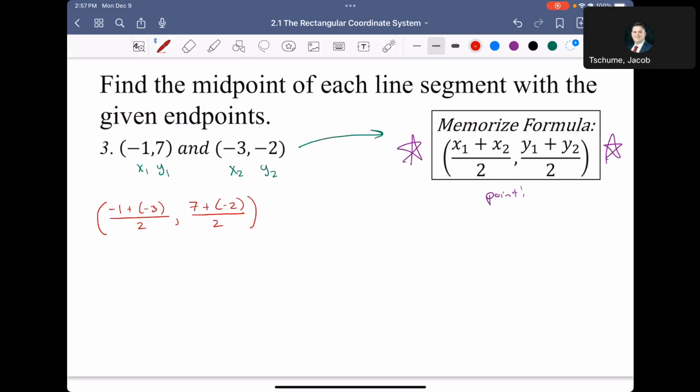And so now we're going to clean this up. This would come out to be -1 plus -3 is -4 divided by 2. 7 plus -2 is 5 divided by 2. And looking at these two fractions, -4 divided by 2 is -2, while 5/2 does not simplify. So I will leave it exactly like that. And that is the value of your midpoint. So if you were to plot these 2 points on a graph and then draw a line between them, this point here would end up being the midpoint of that line segment.